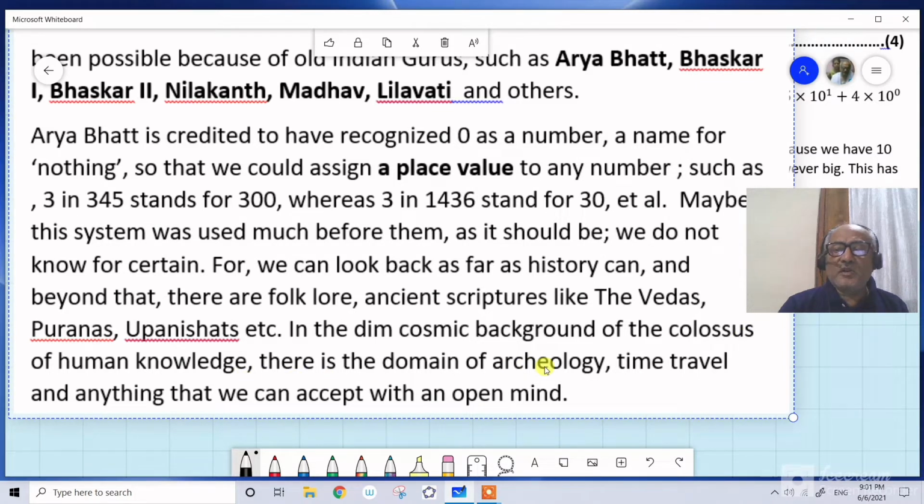So, lost civilizations are rediscovered by archaeology, and of course, time travel is one of the options. You can go back in time, kill your grandfather, and come back. And anything as reasonable as we are ready to accept.